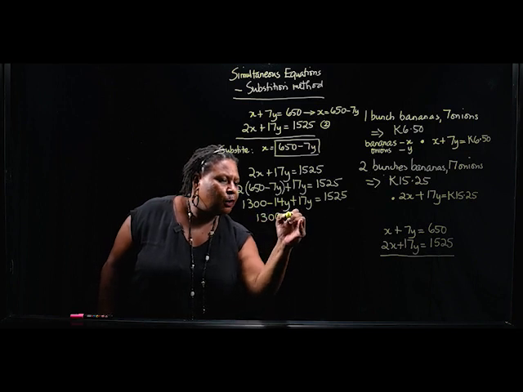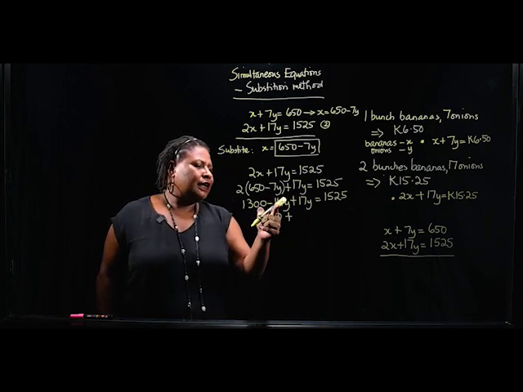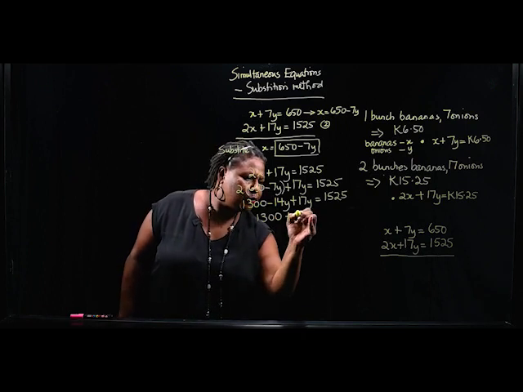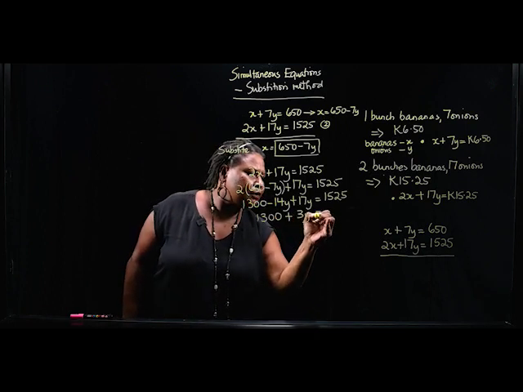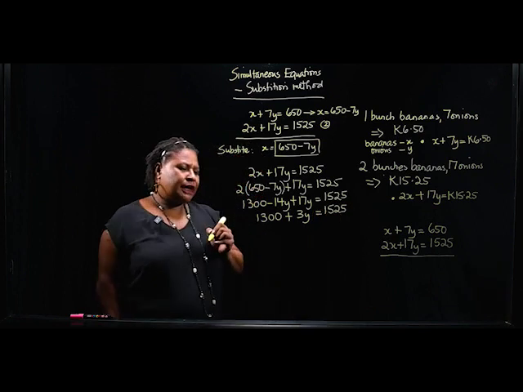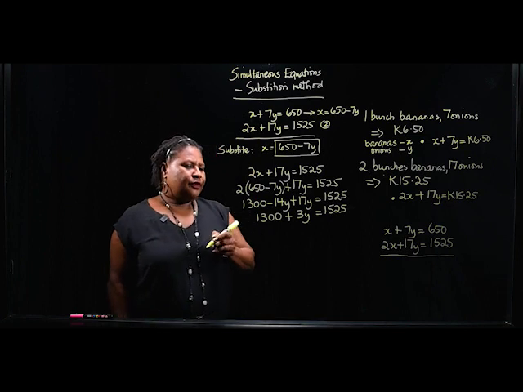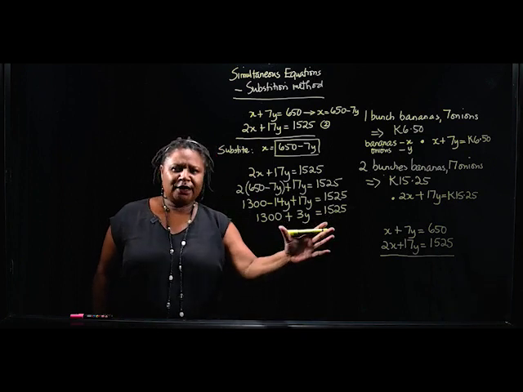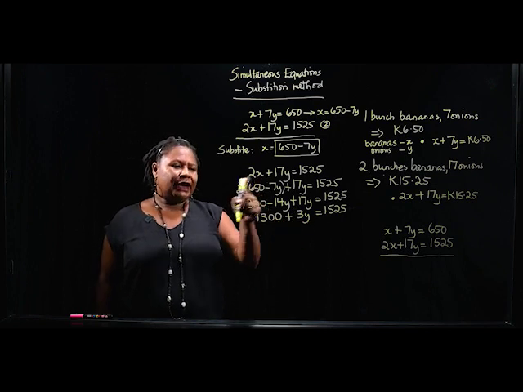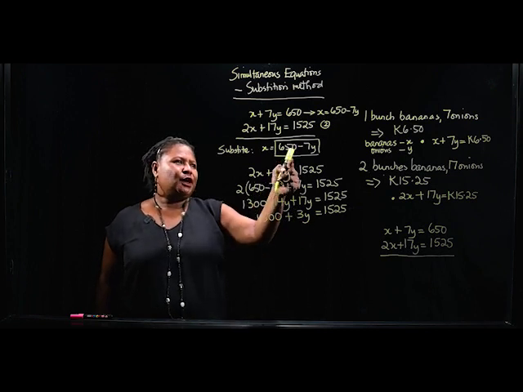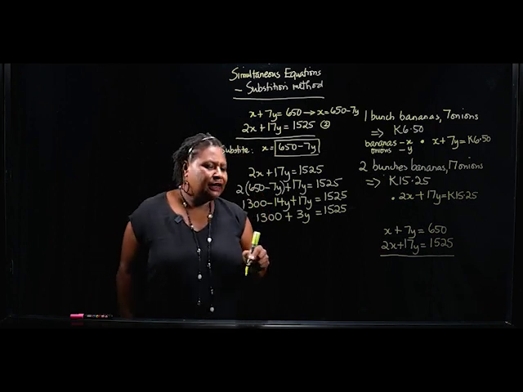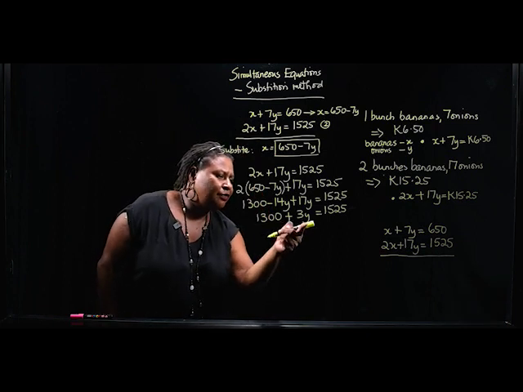1,300 plus 17y minus 14y will give us 3y equal to 1,525. So now we have one equation with only one variable, that's y. By substituting, we have removed the x variable. Now we're going to find the value of y.